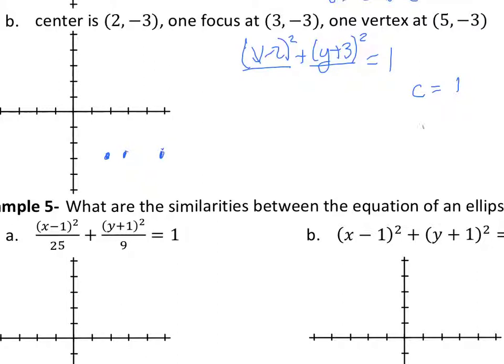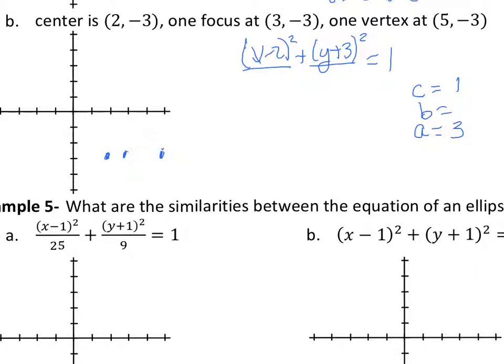Okay, now one vertex is at (5, -3). So what's A? I'll wait. What's A? 3. Excellent. How'd you get that, Matt? 5 minus 2. Yeah, it's just 5 minus 2, right? A is the distance from the center to the vertex. Okay, so again, we're left to find B.